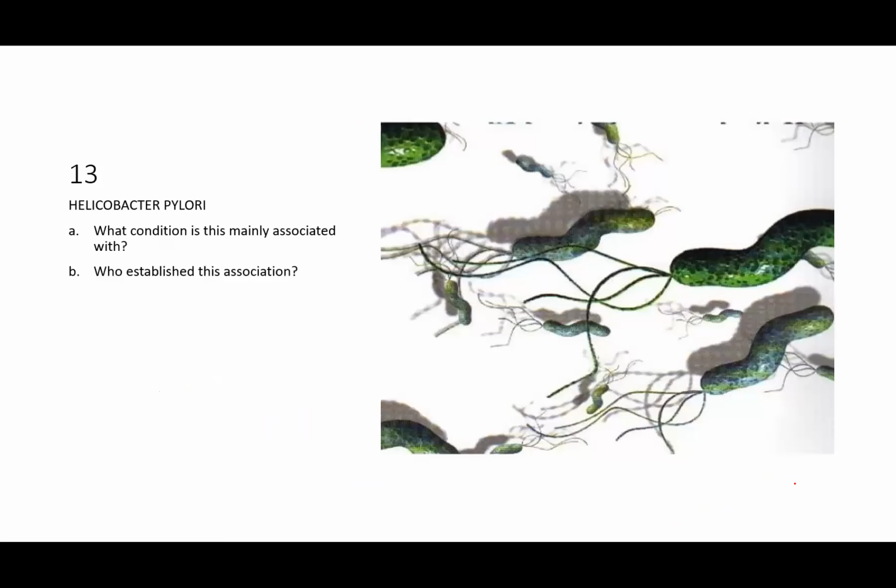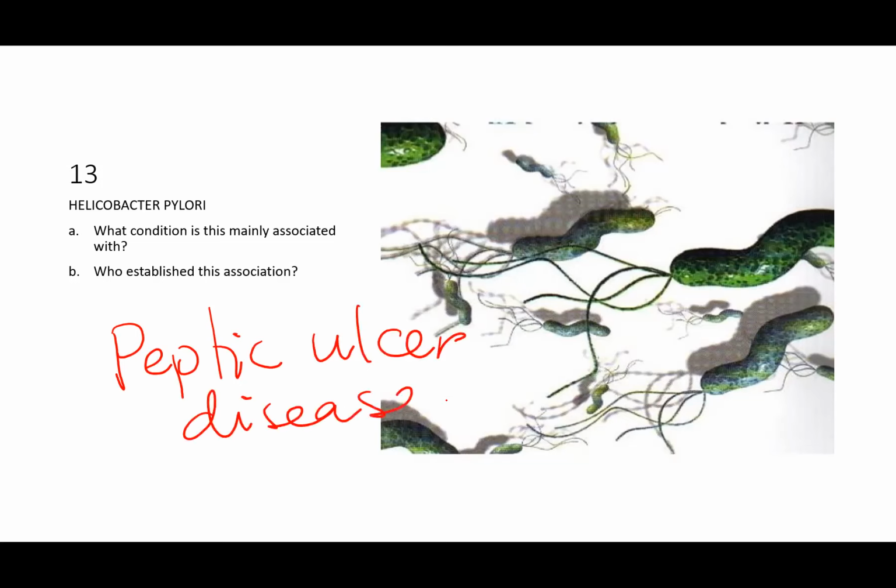Okay, Helicobacter pylori. What condition is this mainly associated with? Who established the association? This Helicobacter pylori is the most important causative agent for peptic ulcer disease. So it's associated with peptic ulcer disease.